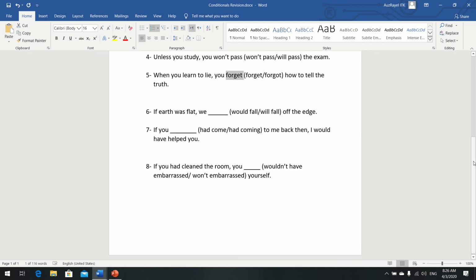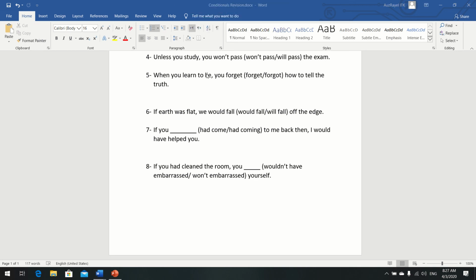The next question says, if Earth was flat, we would fall off the edge. So the answer here is would fall, and the reason is we used the verb was in the if clause, and the only conditional that has was in the if clause is the second type of conditionals. If Earth was flat, we would fall off the edge.